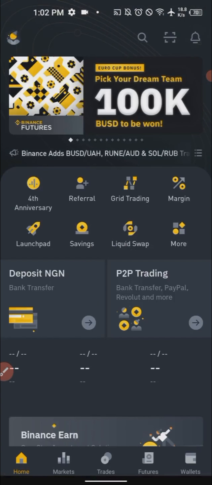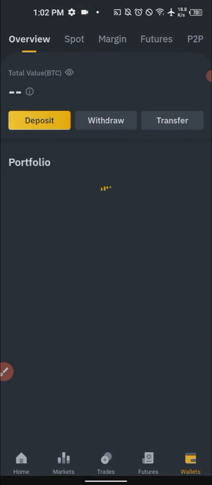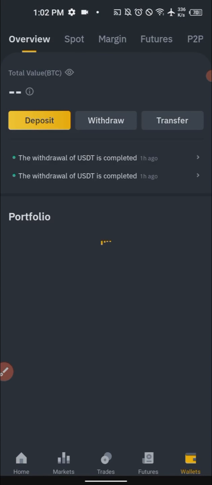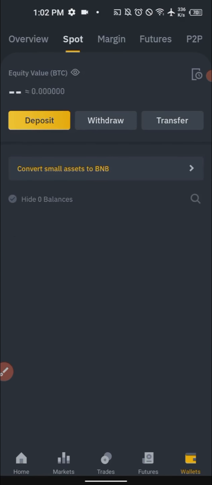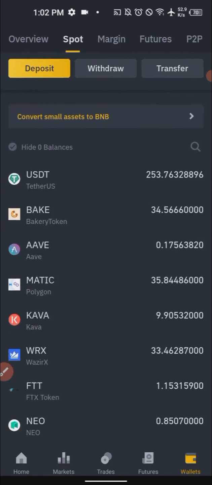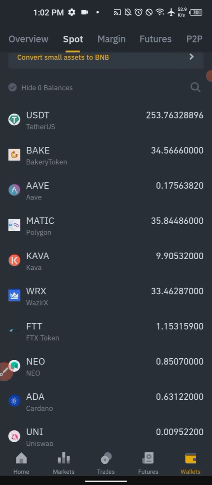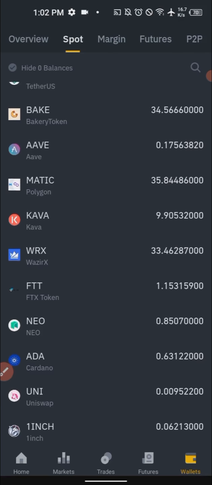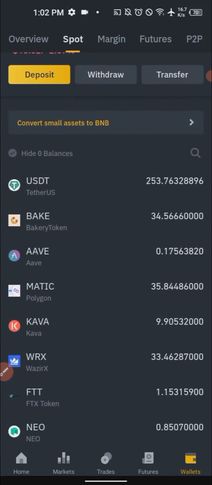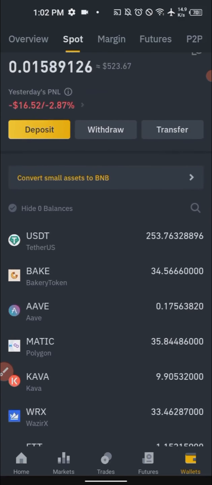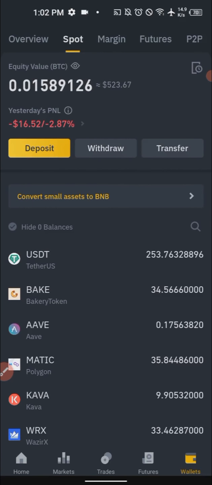So the bot is linked to my Binance. Everything I'm trading on the bot, once I pick a trade on the bot, it takes effect in my Binance. So you can see AVE, FTT, WRX, and Matic. You can see them here. Now let us look at my balance in USDT. I still have like 253 USDT, which has not been utilized yet by the bot.